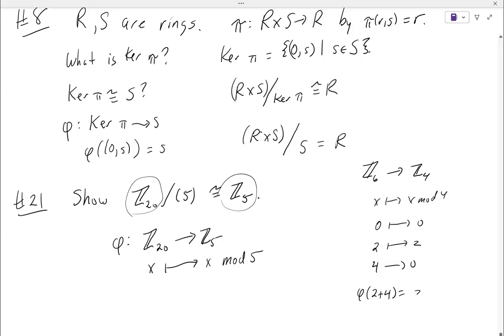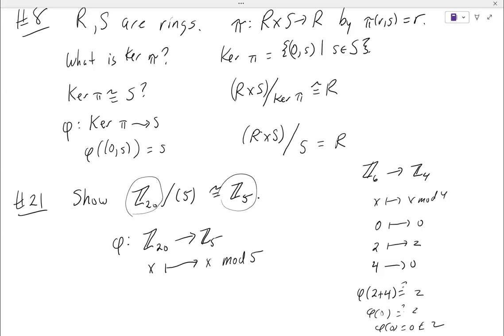Yeah, it should equal 2, right? But what is 2 plus 4 in Z mod 6? Yeah, it's phi of 0. Is that equal to 2? No, phi of 0 is always equal to 0, which is not 2. Right? So if I don't have that divisibility property, this isn't going to work.